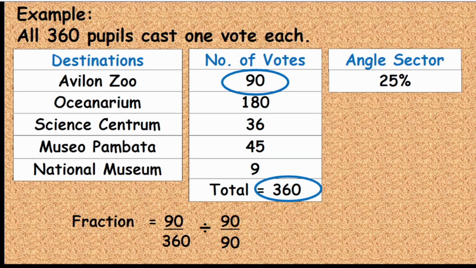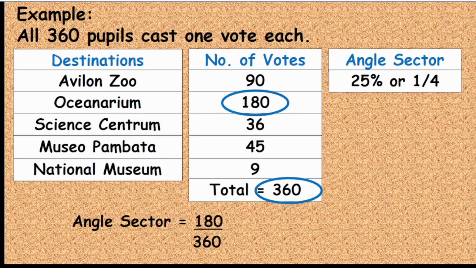Now let's find the fraction form. 90 divided by 360, we are going to divide both by 90. So 90 divided by 90 is equal to 1. And 360 divided by 90 is equal to 4. So 25% is equal to 1/4.